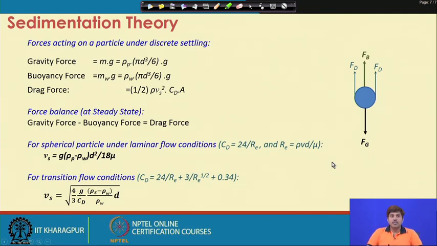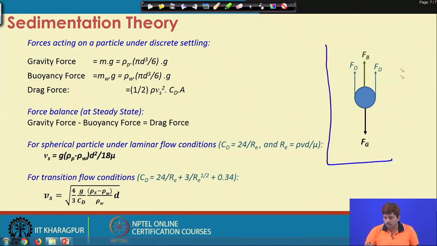Now, if we see the theory of settling or sedimentation theory, what typically happens? If we have a particle, let us say this is a particle which is settling in a column or in a fluid. So, in a fluid, this is a particle which is trying to settle down. Now, what kind of forces act on a particle?